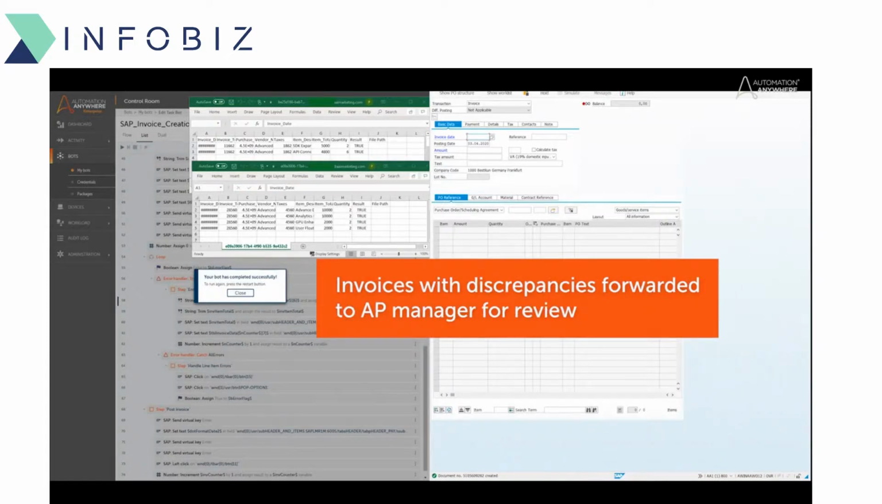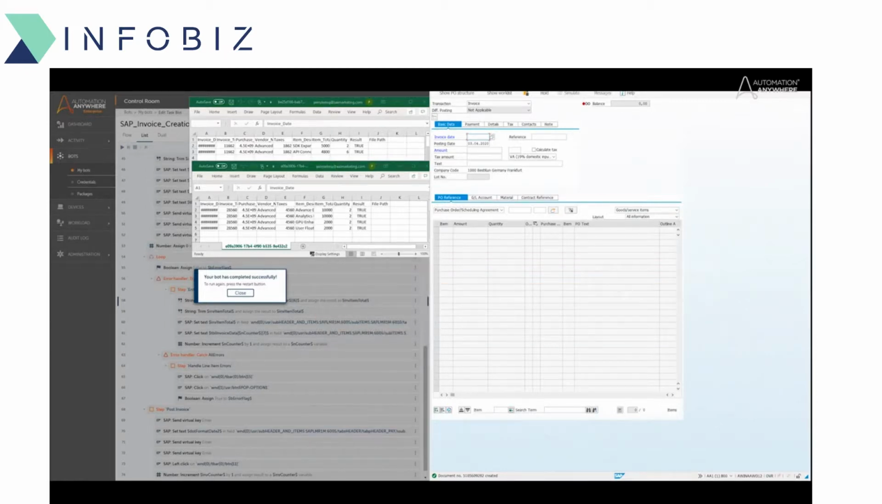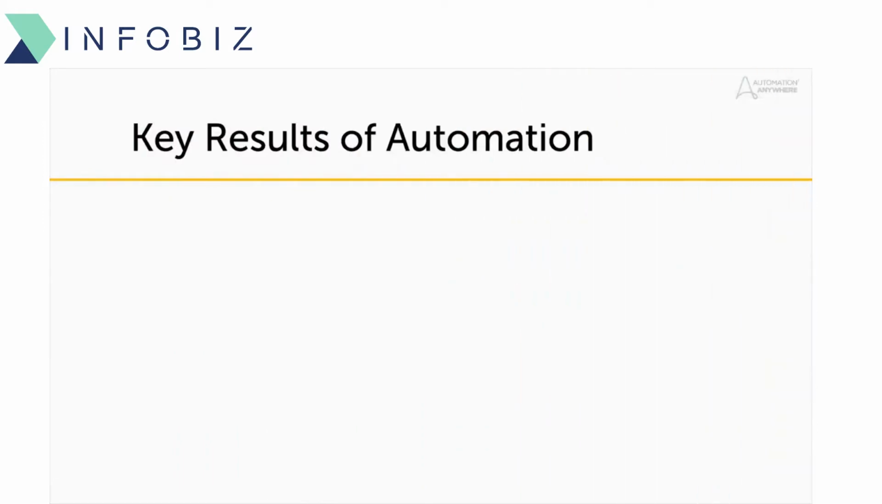If there are discrepancies between the invoice and the purchase order or goods receipt, the invoice is then sent to an accounts payable manager for further review.